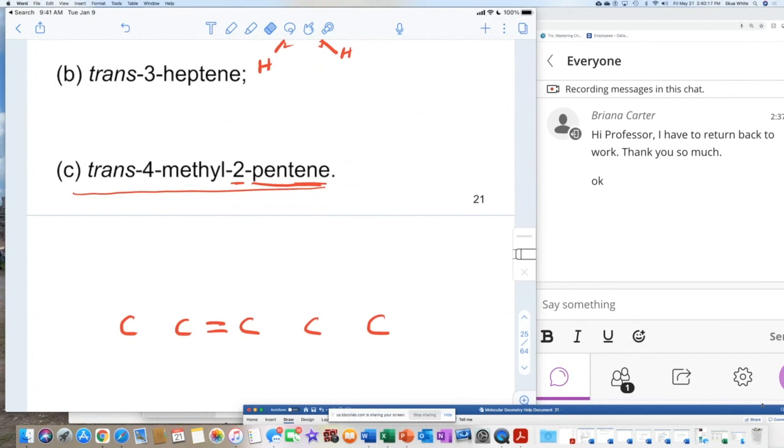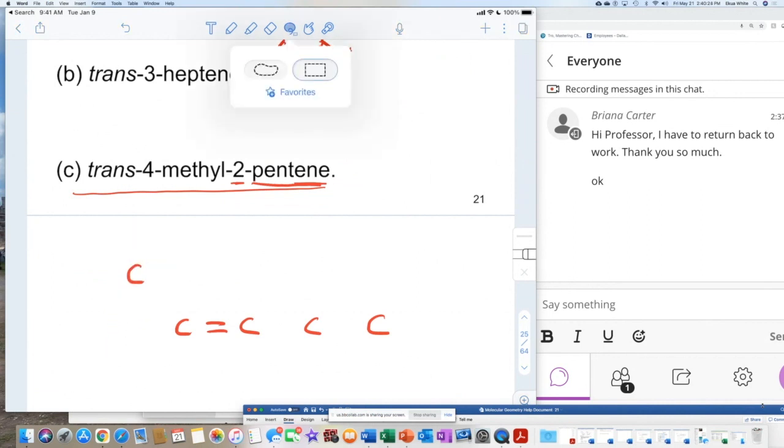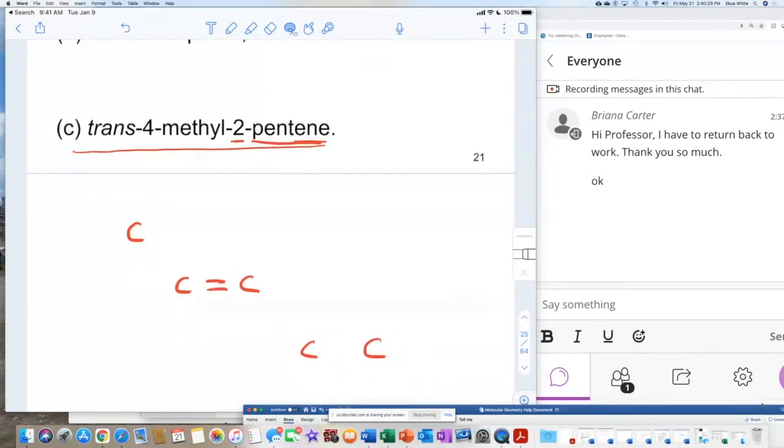Okay. Now they want trans. So I'm not gonna erase this time. I'm actually gonna cut. So I'll put this up, and I'll put the rest of this down. See? Ta-da! So that. Okay. So it says 2-pentene. I got that. And then it says 4-methyl. So I need to finish numbering this.